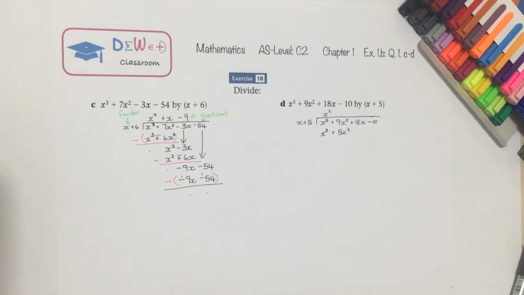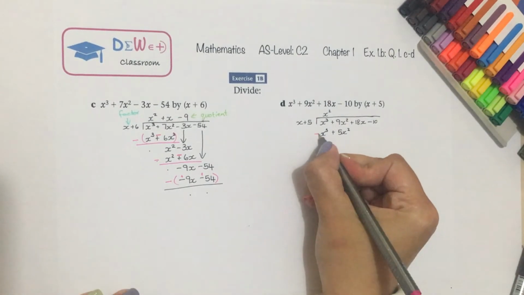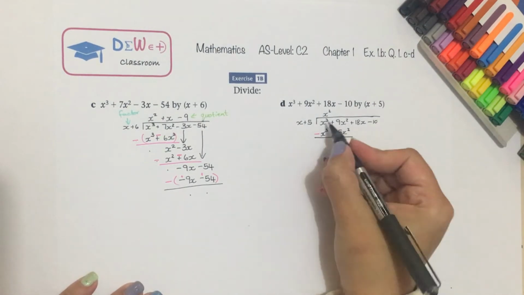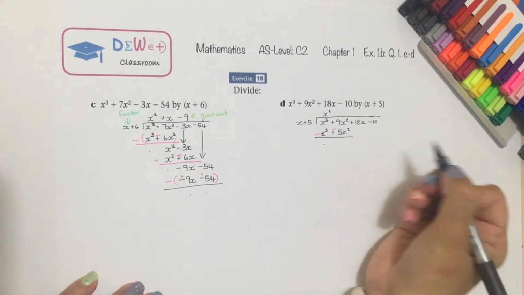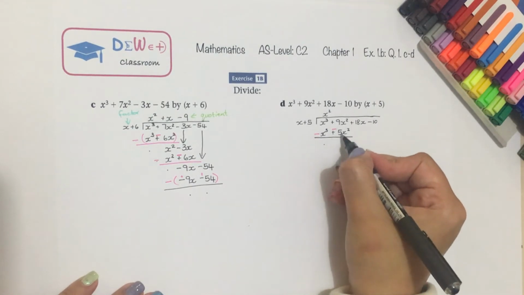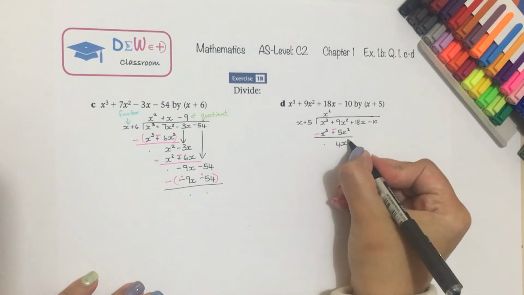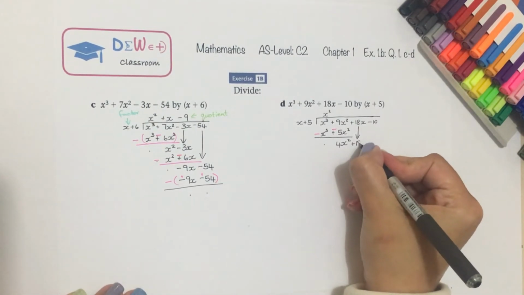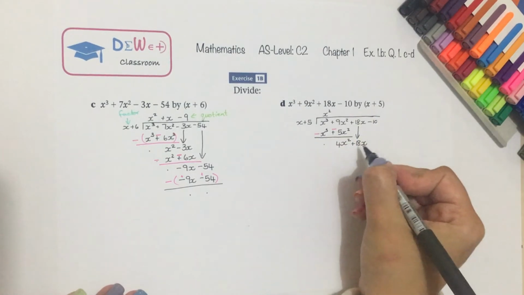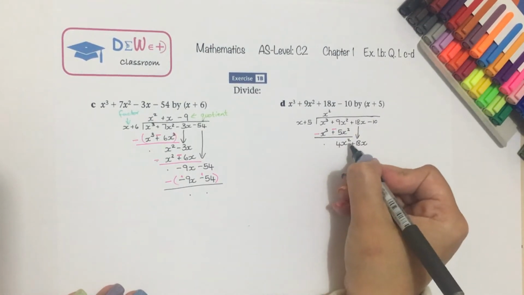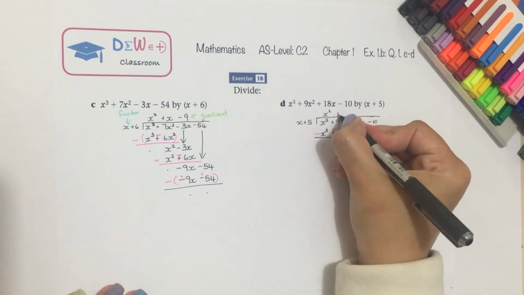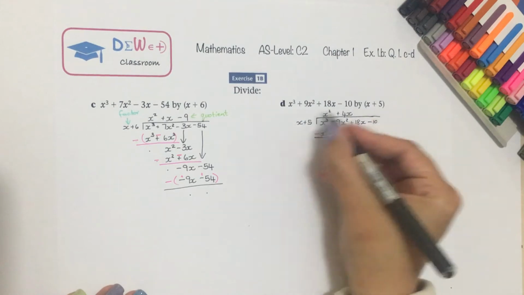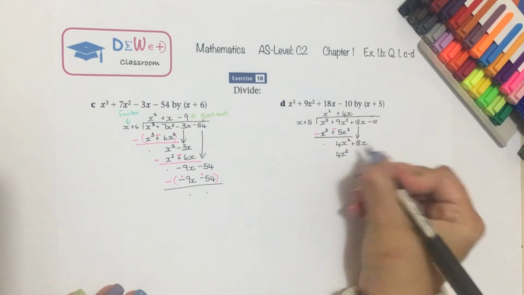Now we need to subtract them from one another, so we're going to change the sign to minus, and that changes to a minus as well. And then we've got x cubed minus x cubed is 0. 9x squared minus 5x squared is 4x squared. We are going to bring down that plus 18x. When we're going up, we ignore the 5. So 4x squared divided by x is simply 4x. 4x times x is 4x squared.